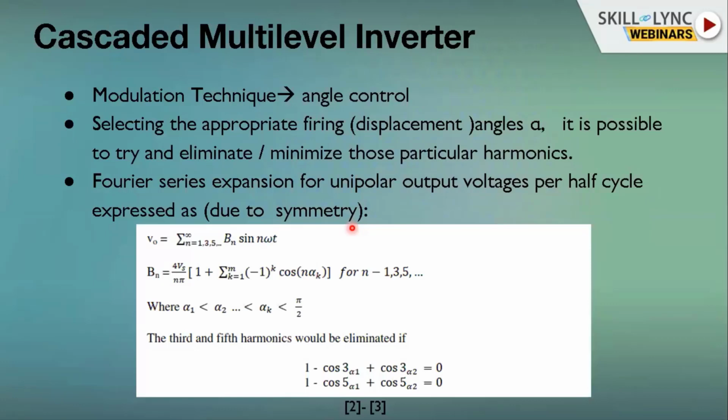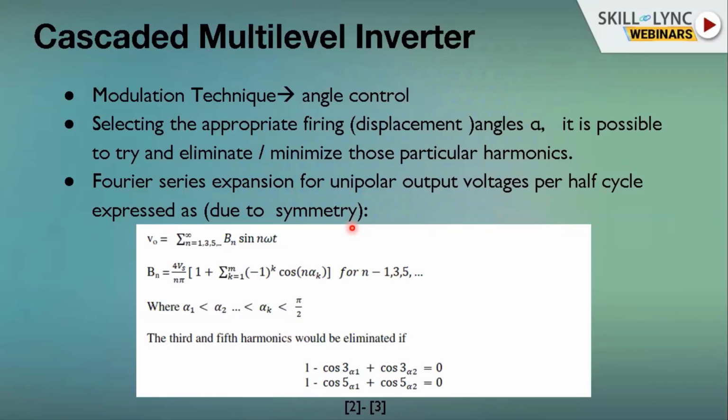Now, what I want to touch upon is some modulation techniques, and they are very well established for a cascaded type multi-level inverter. So this topic would be not fully covered unless I touched upon these modulation techniques. Now these techniques have already been extended to the diode clamp and flying capacitor ones.